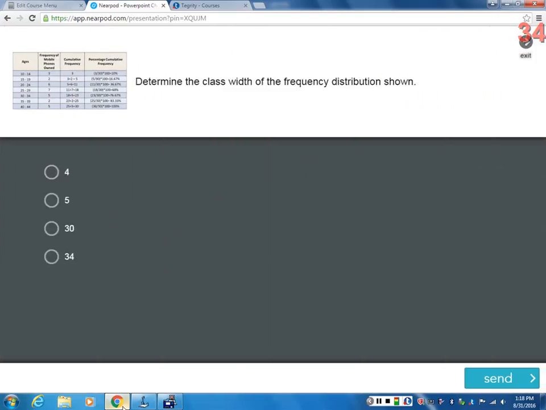Second question, and if you will tap on the table or click on the table, it'll make it bigger for you. Determine the class width of that frequency distribution.